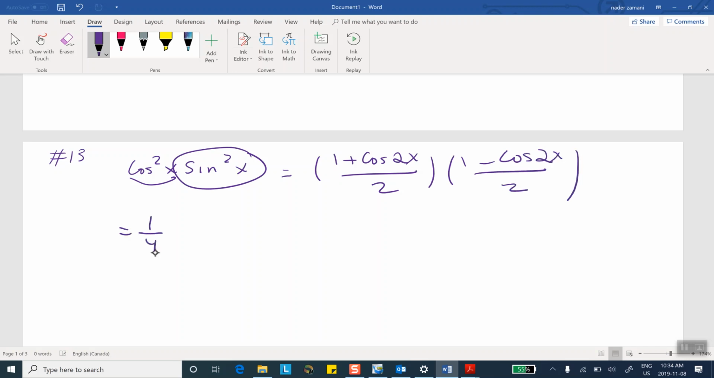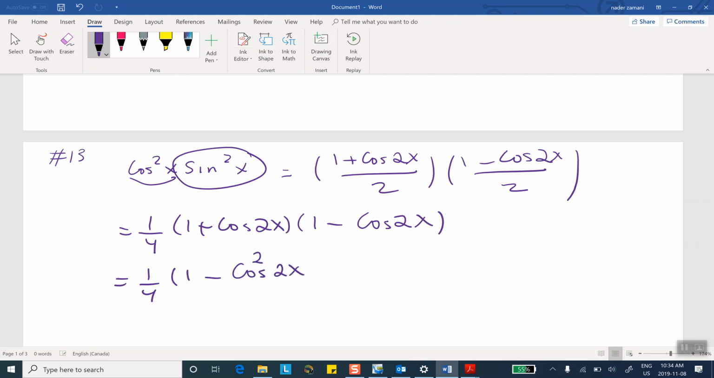This is 1/4 times 1 plus cosine of 2x times 1 minus cosine of 2x. And if you FOIL this, you get 1 minus cosine squared of 2x. Remember, in class I said that this is something like a plus b times a minus b. You're welcome to FOIL this for the rest of your life, but you also know that it's a squared minus b squared.